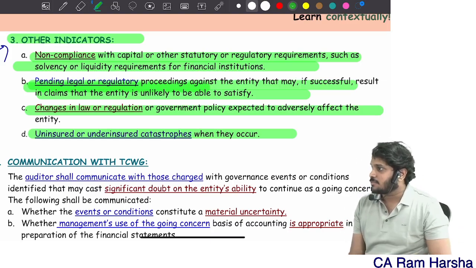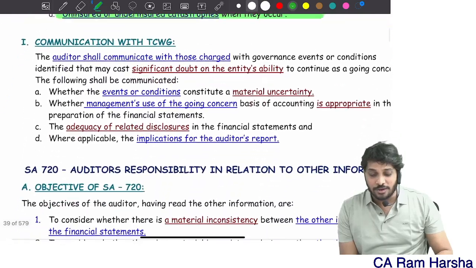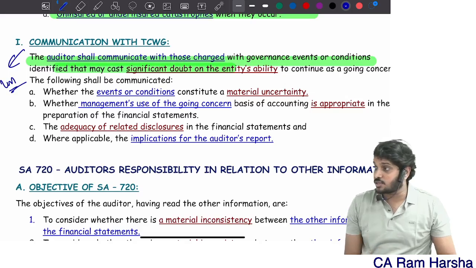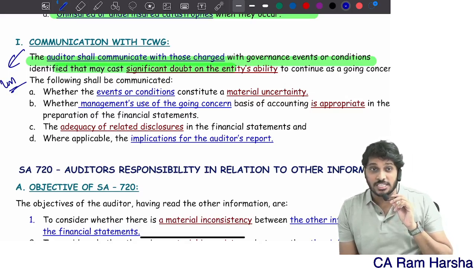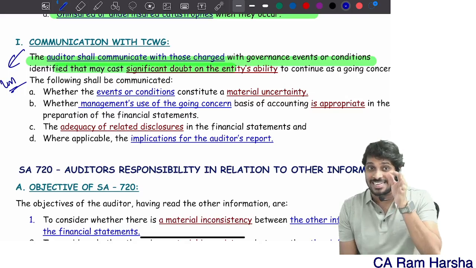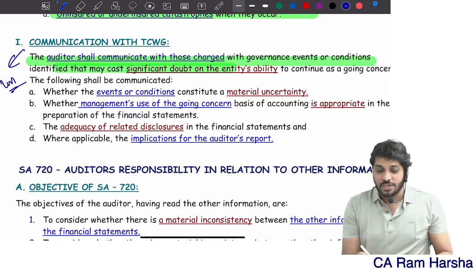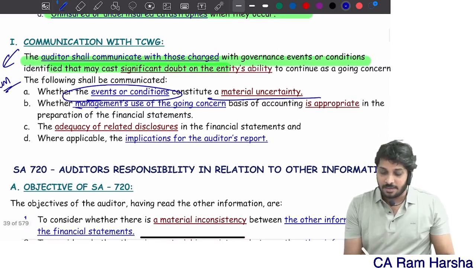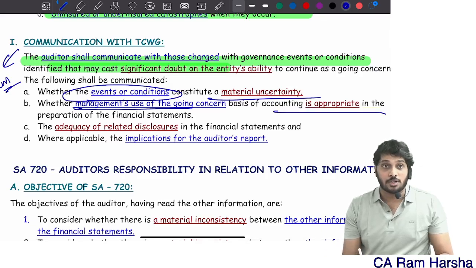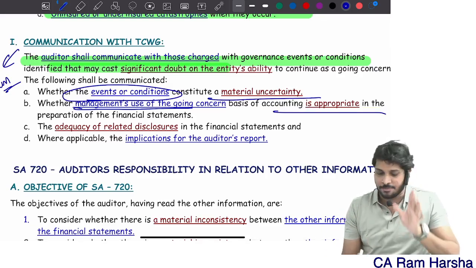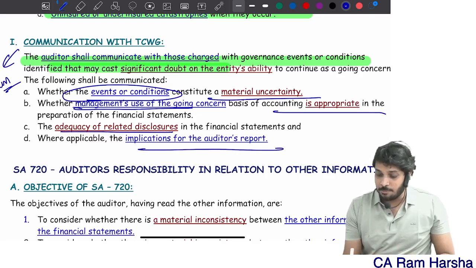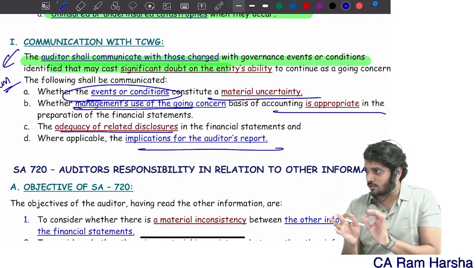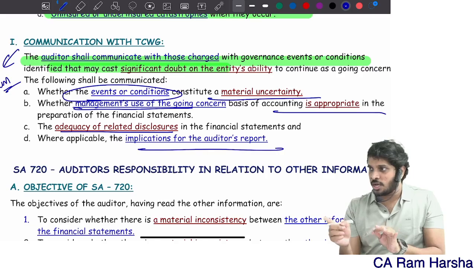That's it. The standard is over. And by the way, you have to communicate. The auditor shall communicate. They may ask you this itself for 4 marks: what are the communication requirements to those charged with governance in relation to SA 570? The auditor shall communicate whether events and conditions constitute material uncertainty, whether management's use of going concern is appropriate or not, the adequacy of disclosures, and implications for the audit report. So before finalizing the audit report, you first tell them this is what I'm going to do because of so-and-so disclosure.